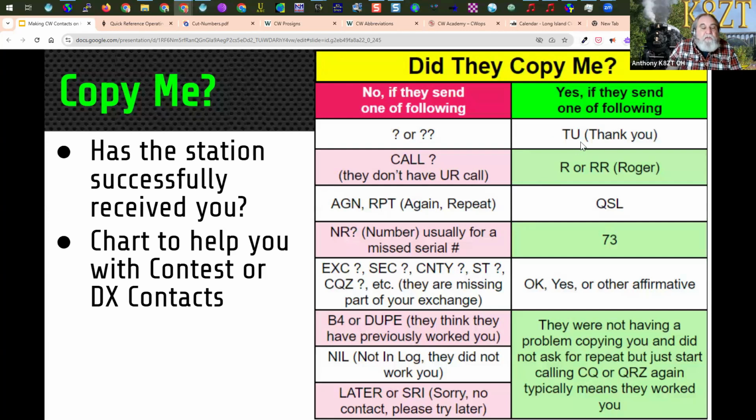If they did get you, a simple TU, a Roger, or Roger, QSL, 73, okay, yes, any affirmative. You're not going to get that on phone, but you're going to get these things on CW. Unfortunately, not everyone takes the time to do that. But if everything has been going very smoothly and they simply end by giving their call, giving a CQ or a QRZ with their call sign, let's assume they got everything and they're moving on.